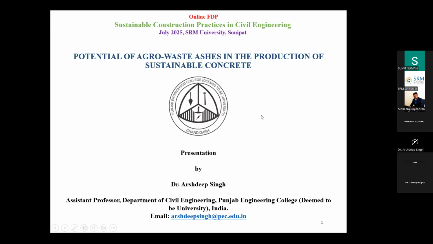If I introduce agro waste ashes, we know that India is the second largest producer of rice and the second largest producer of sugar cane worldwide, and other varieties of agricultural crops are also produced in India. The leftovers of such agricultural crops are burnt in the industry these days as a fuel in cogeneration plants. The waste of that process is ash, which is available in a huge quantity in our country.